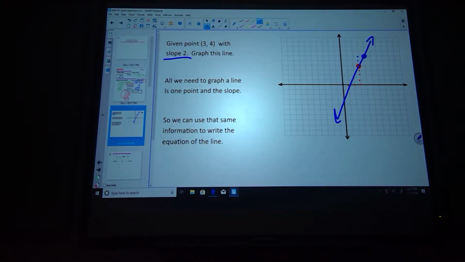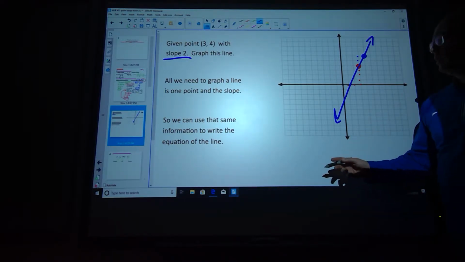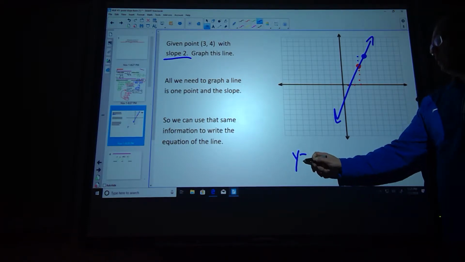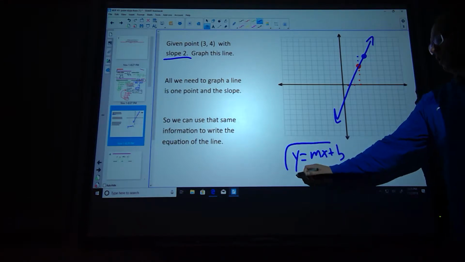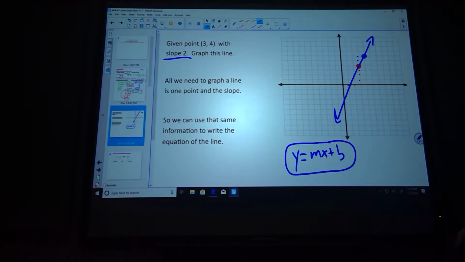And we can use the same equation to write the equation of the line. So I do have the slope, and I guess I could use y equals mx plus b. I could probably use this and solve for b and plug it back in. Agreed? And I know slope is m. I know that 3, 4 is x and y. So solve for b. That'd be great.